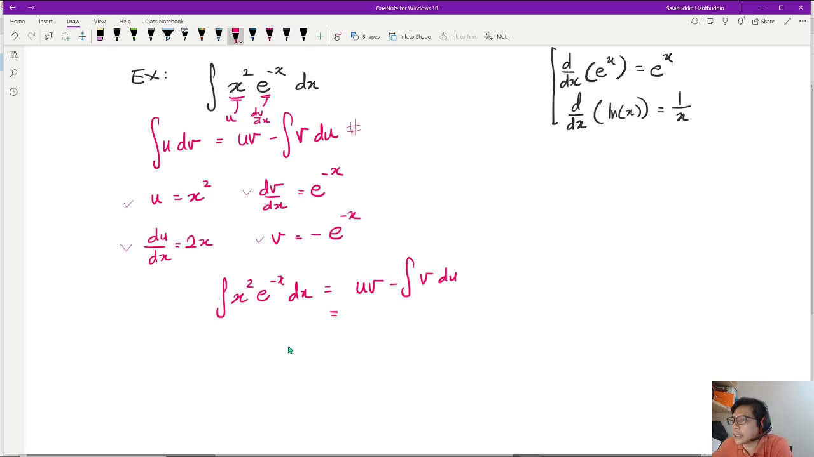So u in this case is x squared, v is this, minus integral of what is v? What is v? Oh, v is here. So minus plus integral of x, and du dx is 2x, so 2x dx.